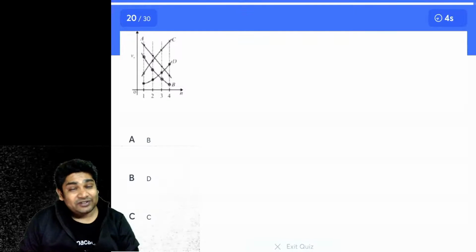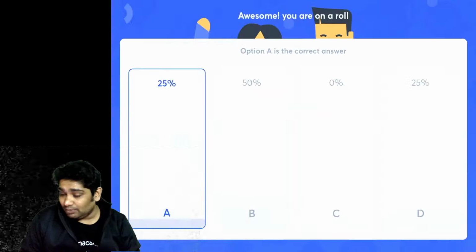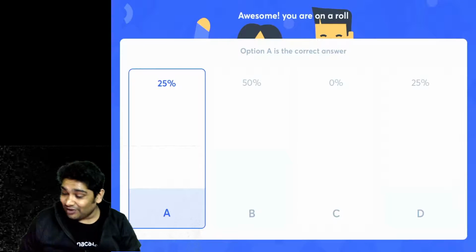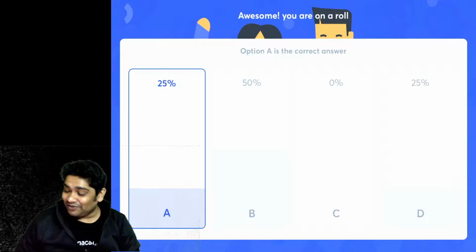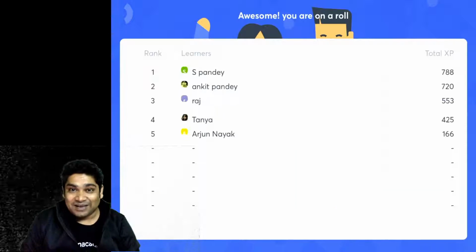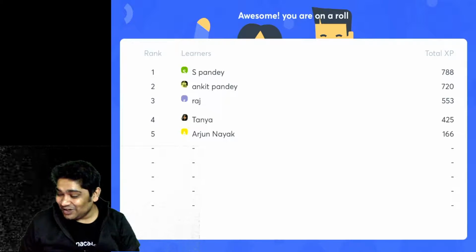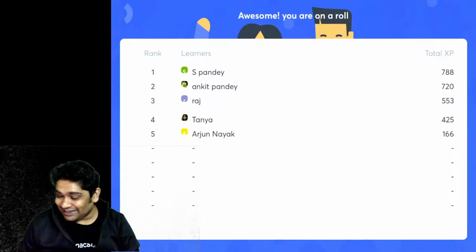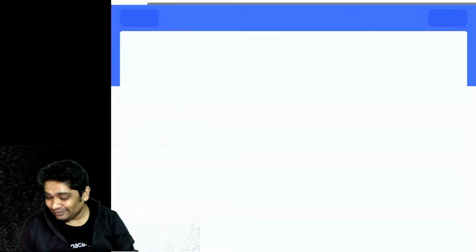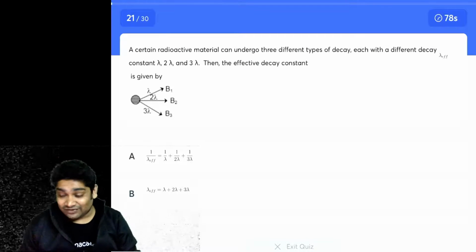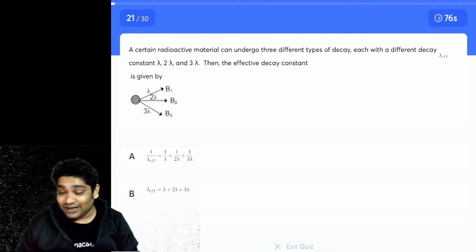So how does the speed of the electron vary with the principal quantum number? So 25% of you thought it was A, 50% thought it was B, and 25% thought it was D. Yeah, options can be very confusing. But I think Arjun got this correct also. So not bad, Arjun. All right, let's move on to the next question. The last 10 questions, guys. Pay attention and good luck.